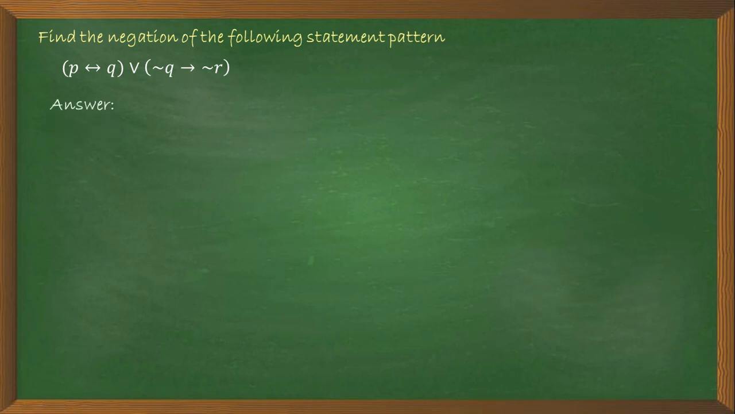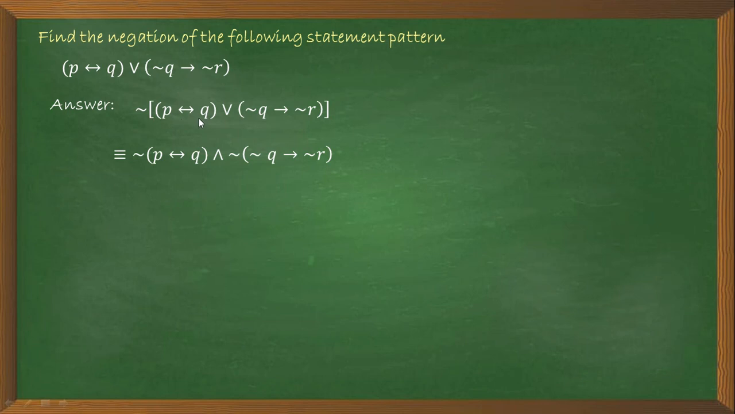Now in the answer, first of all I will write the negation in symbolic form like this. See here, negation, and in square bracket, P double implies Q, or negation Q implies negation R. Now here the two brackets, P double implies Q and negation Q implies negation R, are joined by OR. The connective used is disjunction, and negation is applied on this. So we will use De Morgan's law for the further step.